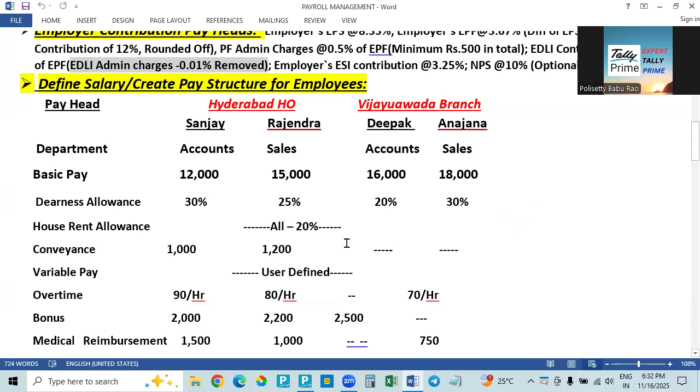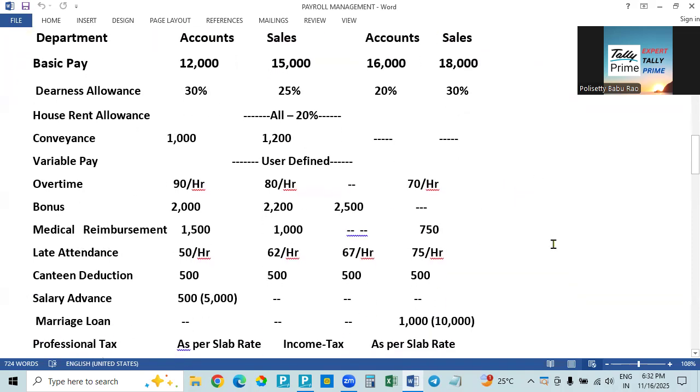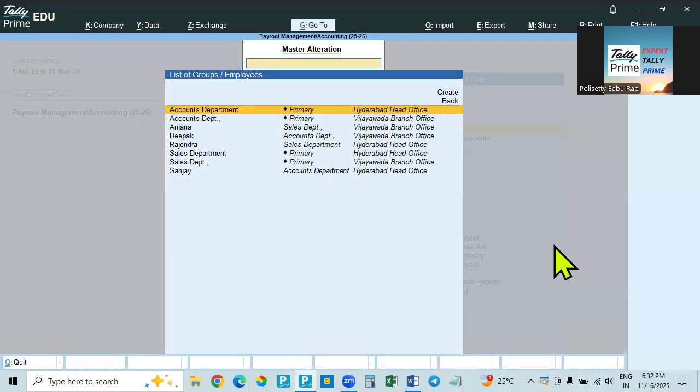So here, as per the given data, we have to define the salary. Defining the salary means deciding what amount is payable. First of all, we give the basic salary, and on the basis of the basic salary, many other pay heads will be calculated. For some pay heads, we give the amount at a flat rate. Some pay heads are defined as user defined, so those will not be entered in this case. They will be processed separately, as per the definition, and that amount will be paid as per the owner or the company.